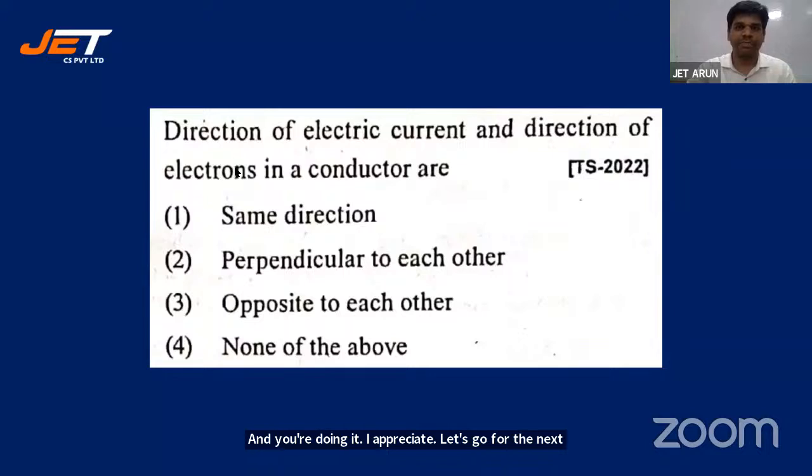Direction of electric current and direction of electrons in the conductor are: same direction, perpendicular to each other, opposite to each other, none of the above.